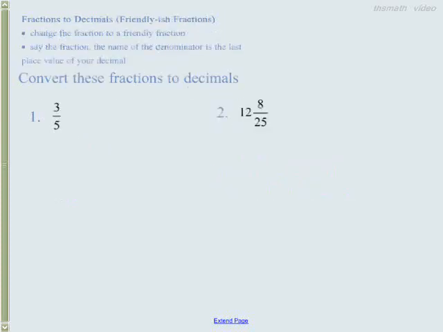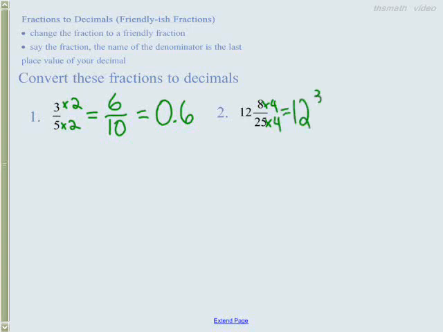And these are the friendly-ish fractions we want to change to decimals. They're friendly-ish because it's easy to change the fraction to a friendly fraction, so that the denominator is a power of 10. 3/5, I can multiply the numerator and denominator both by 2, and I change that to 6 tenths, which is equal to 0.6. 12 and 8/25, if I multiply the numerator and the denominator by 4, I get 12 and 32 hundredths, and I would write that as 12.32.